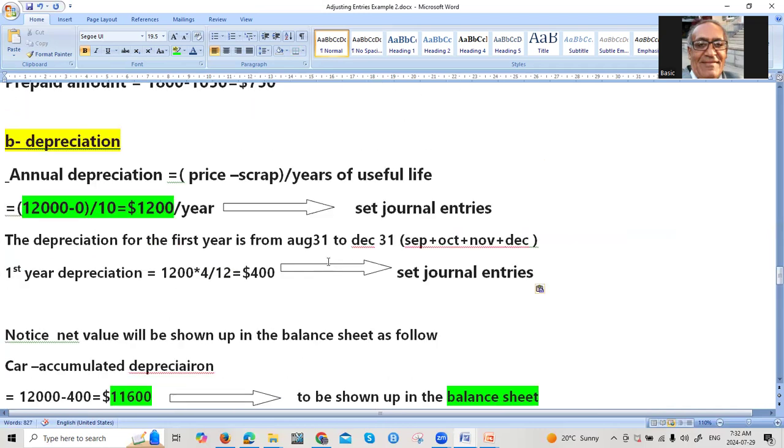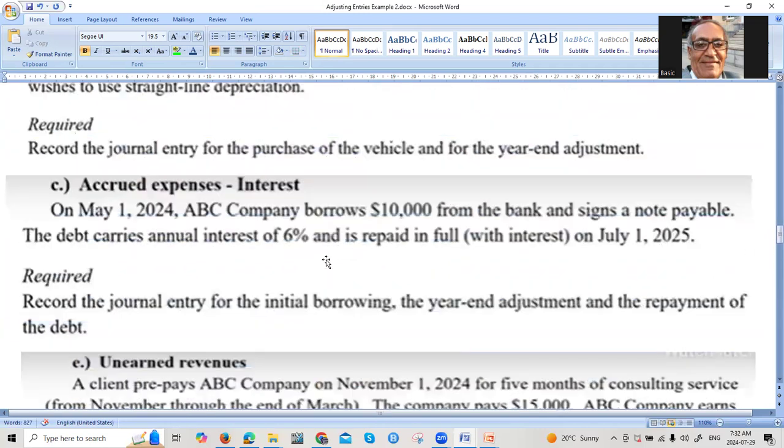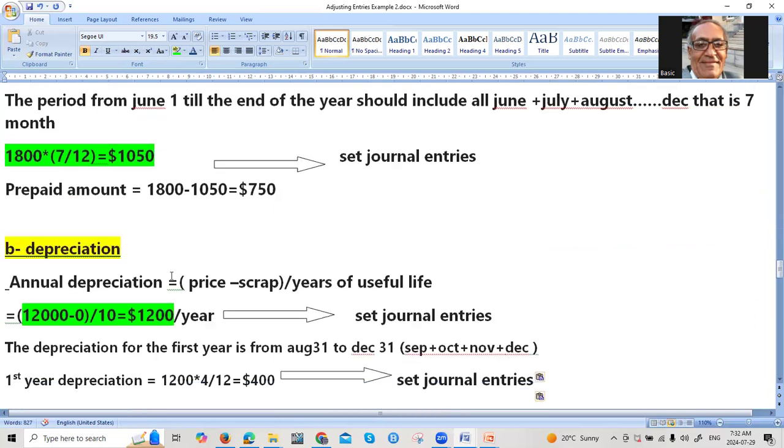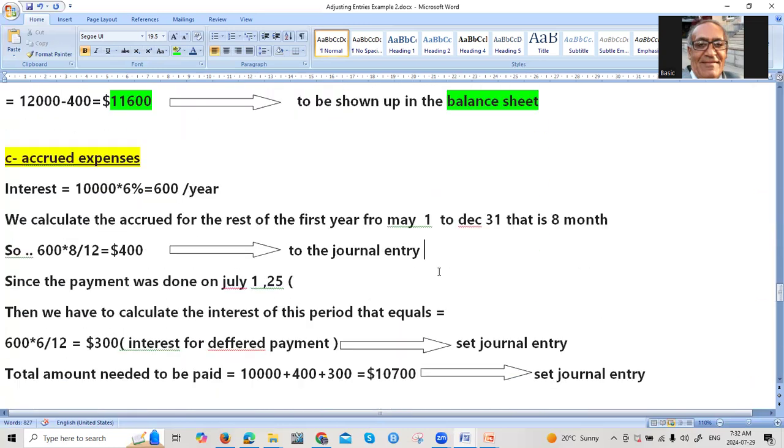Because we started the transaction, look at this here again. The bank loan is received on May 1 and signs the note payable. The debt carries annual interest of 6%. So here, like you see, on May, I want to calculate from May to the end of the year. We calculated it is 8 months.